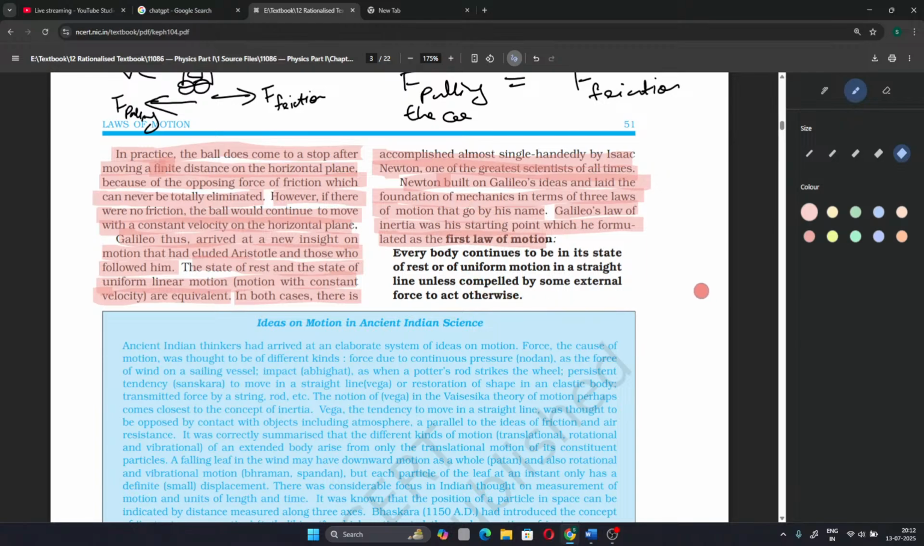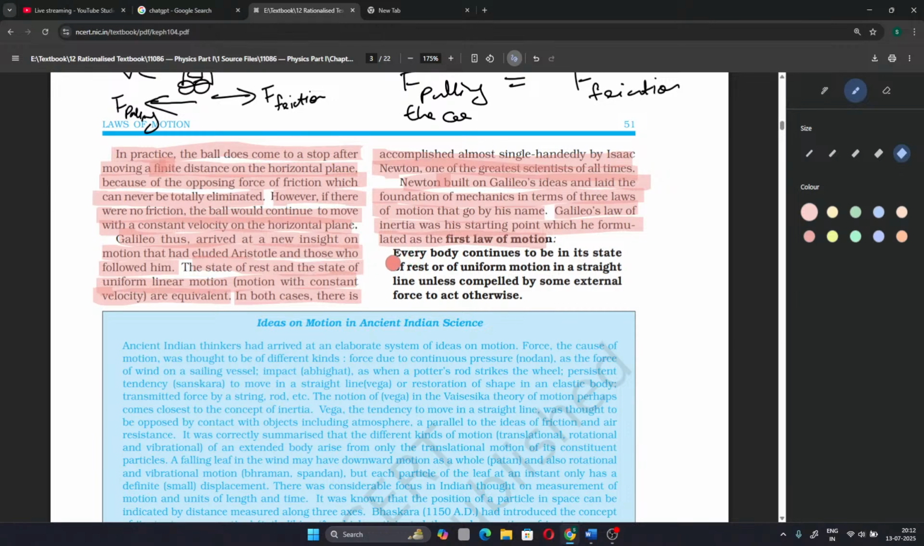Isaac Newton built on Galileo's ideas. Whatever Galileo said, based on that he started his research. His first law was the law of inertia, which is basically Galileo's law of inertia, his starting point, from which he formulated the first law of motion. The three laws he gave go by his name, Newton's laws of motion.